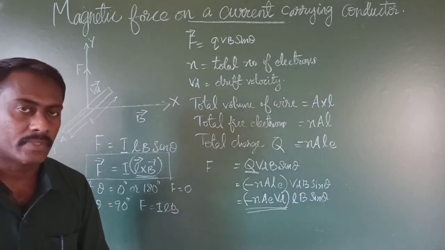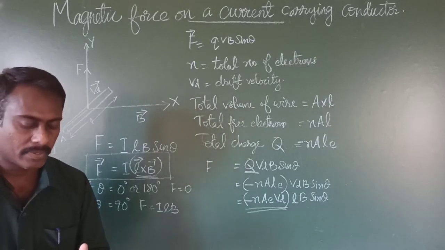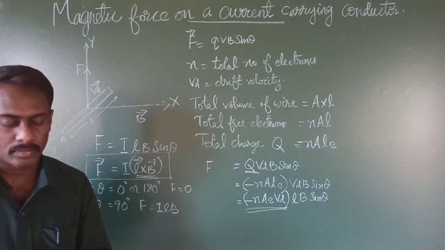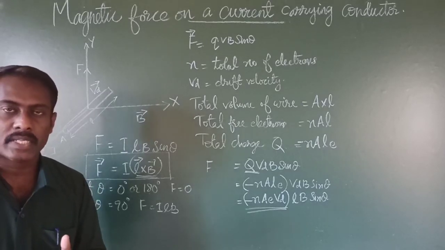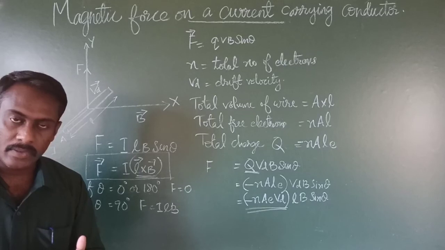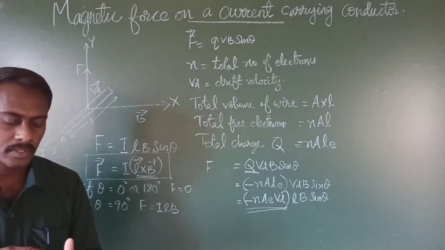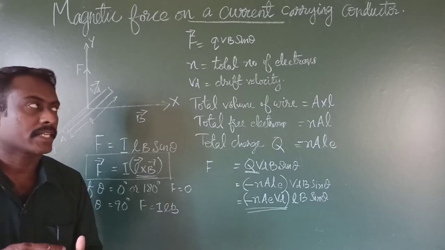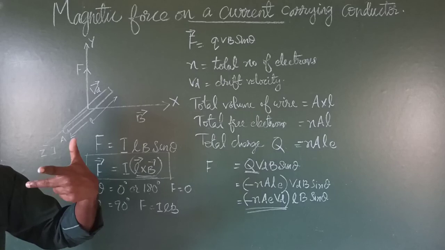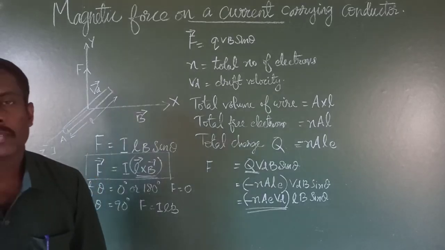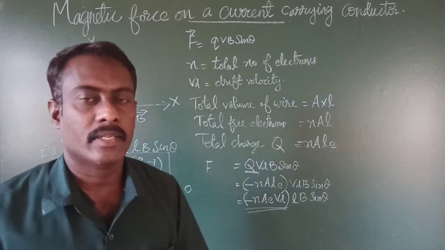Fleming's left hand rule says, if we stretch our three fingers, forefinger, middle finger and thumb, in such a way that all three are mutually perpendicular to each other, the forefinger gives the direction of the magnetic field, the middle finger gives the direction of electric current, and the thumb gives the direction of the magnetic force exerted on the current carrying wire. So that's all about the magnetic force on a current carrying conductor. I hope you understand.